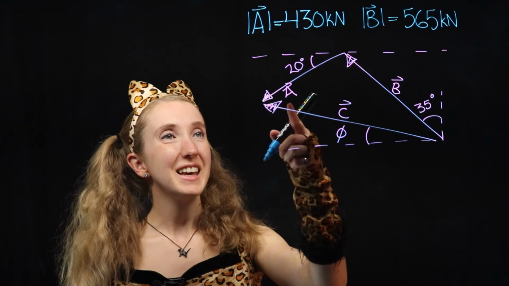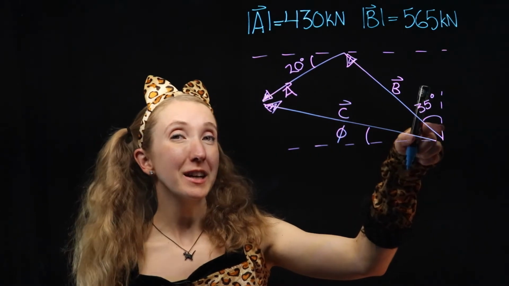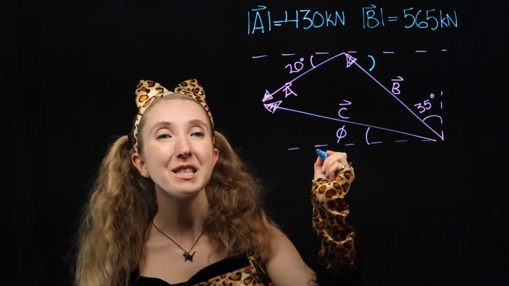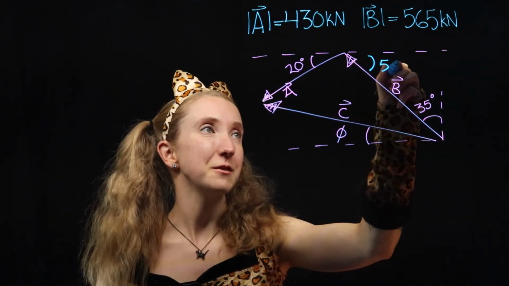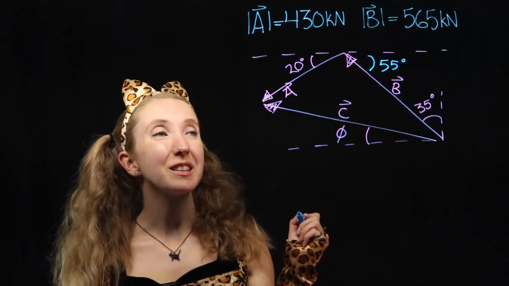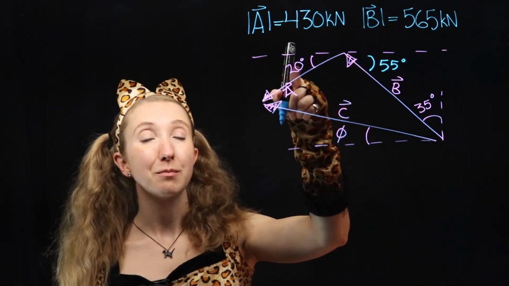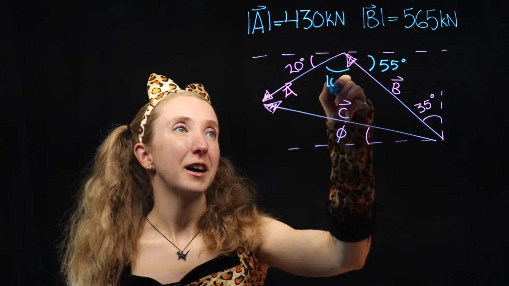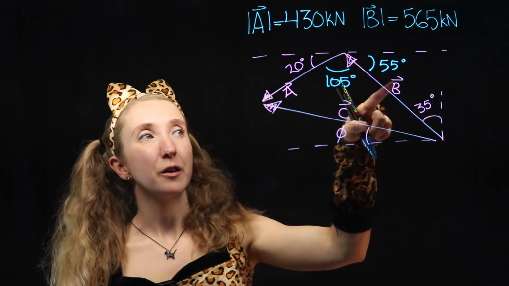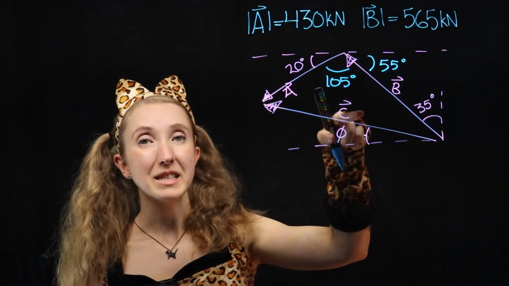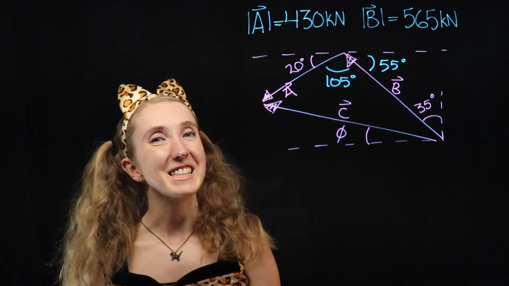We start by adding A and B using triangle construction. Then, since this would form a right triangle, we know that this angle must be equal to 180 minus 35 minus 90, which gives us 55 degrees. Now we can solve for the angle opposite C, which would be 180 minus 55 minus 20, which gives us 105 degrees. Now, since we know the magnitude of 2 side lengths and the angle opposite vector C, we can use the cosine law to solve for the magnitude of C.